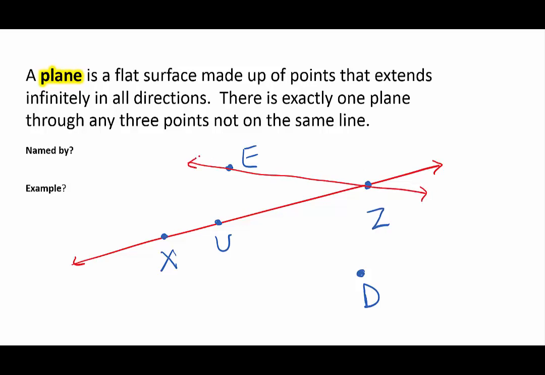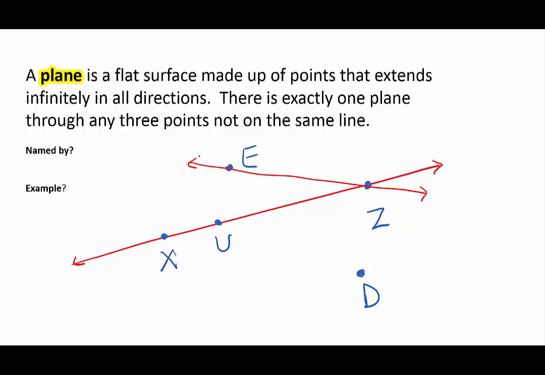Now, the last thing we want to talk about is a plane. All these lines and points that I've drawn here live on a plane. If you are looking at this on your computer screen, that computer screen could be viewed as a plane. It's basically a flat surface made up of points that extend infinitely in all directions. Now, I know your computer screen doesn't stretch out infinitely in all directions, but it's a real-world example of what a plane might be.